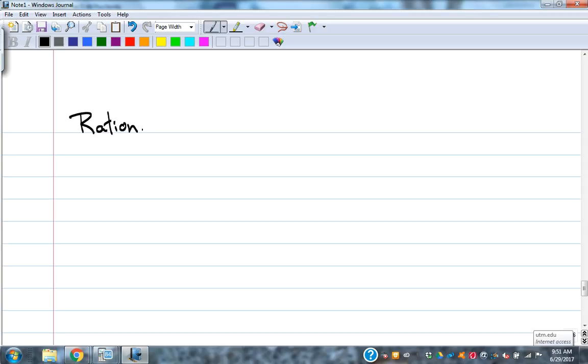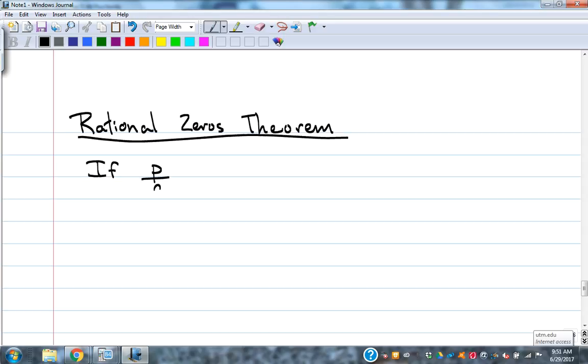Here is the key. Theorem. The rational zeros theorem. If P over Q, remember a rational number, we talked about this maybe the first day of class. Rational number is just a number. It can be written as a fraction. Okay, so all the rational numbers, remember, that includes integers, whole numbers, 0. That's part of the rational numbers. It includes fractions as well.